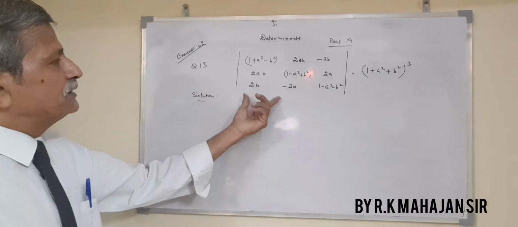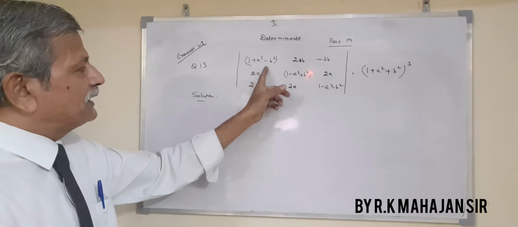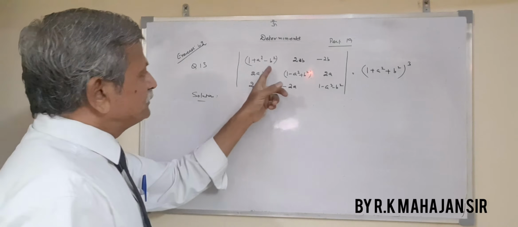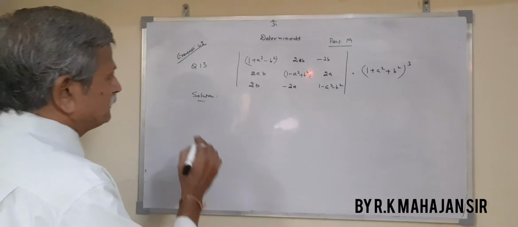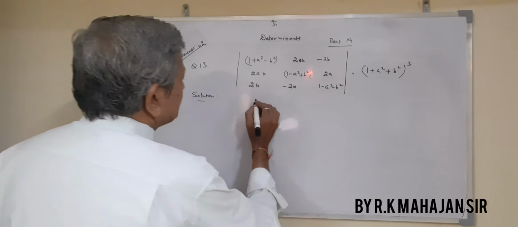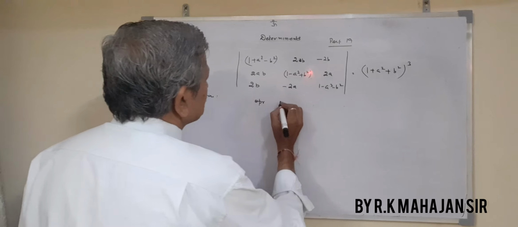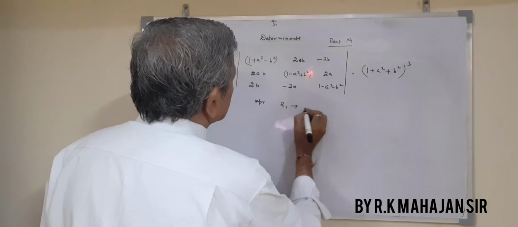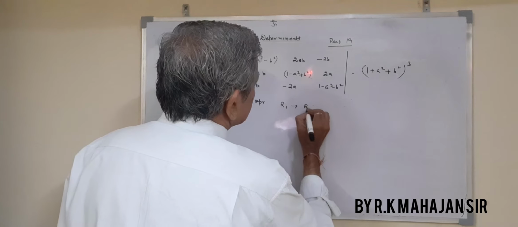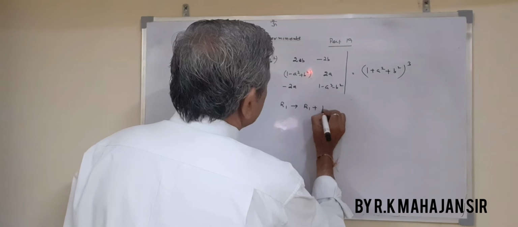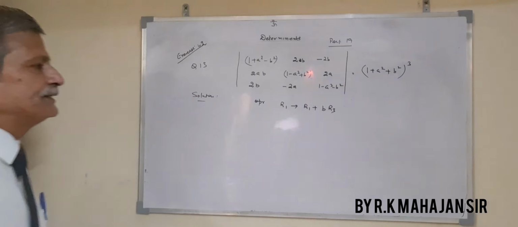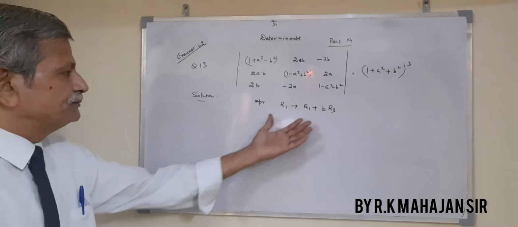See, if you add this part by multiplying b here itself, you would find the value will come out. Now operate. The first operation is R1 becomes R1 plus b times R3. Now I'll give this operation for R1.